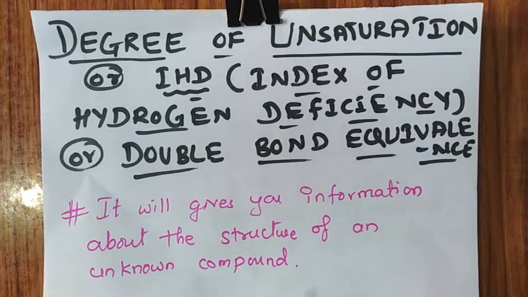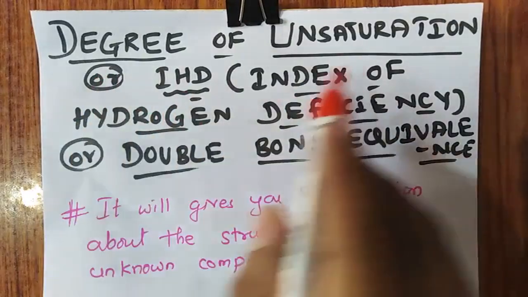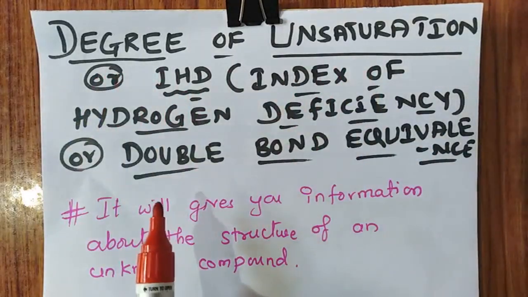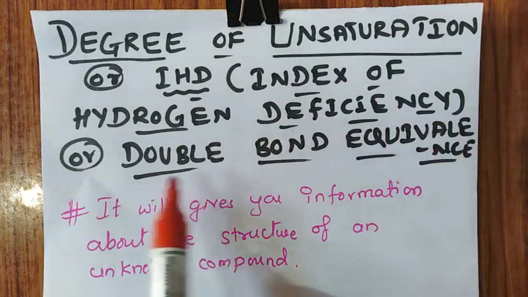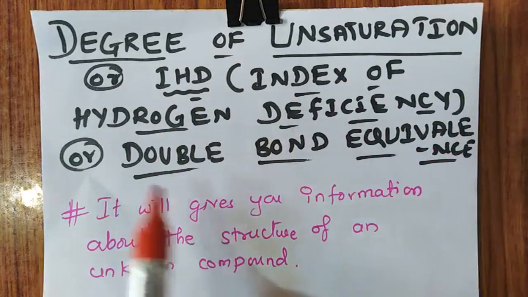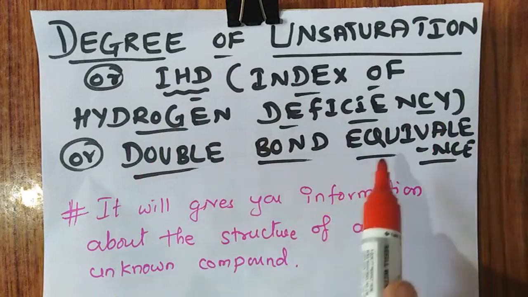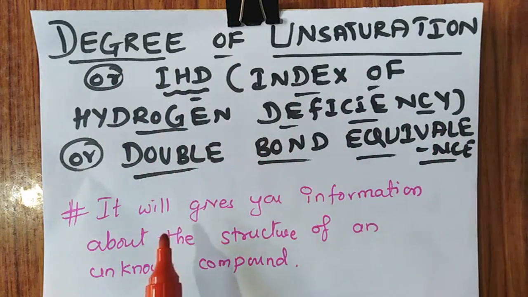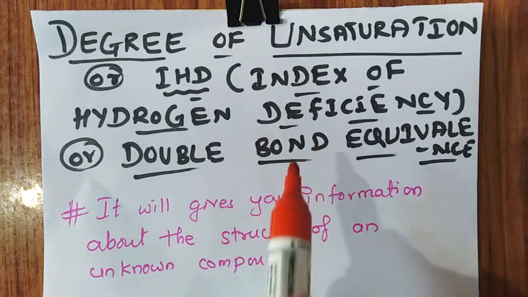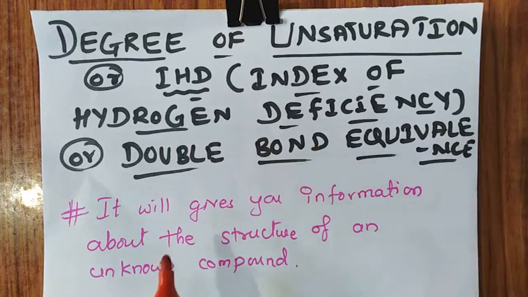Hello students, in today's video we will discuss degree of unsaturation, also called IHD, index of hydrogen deficiency, or double bond equivalence. Very important concept for JEE and NEET. If you have already solved the NTA mock test paper, in mock test one it was asked. Hence I made this video to give some information about this.